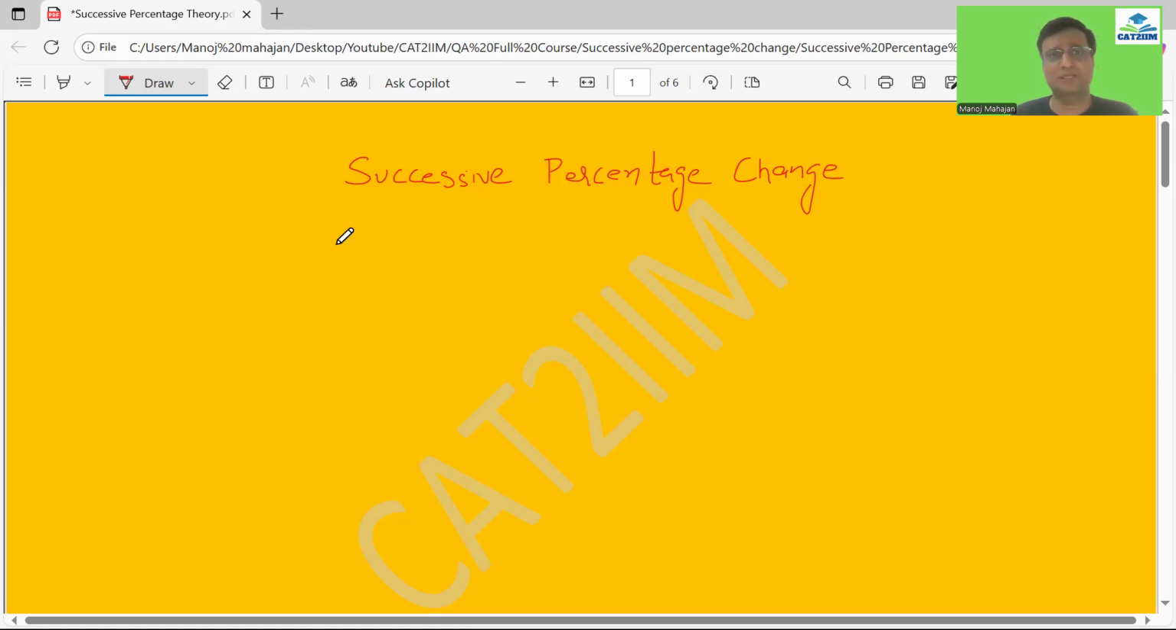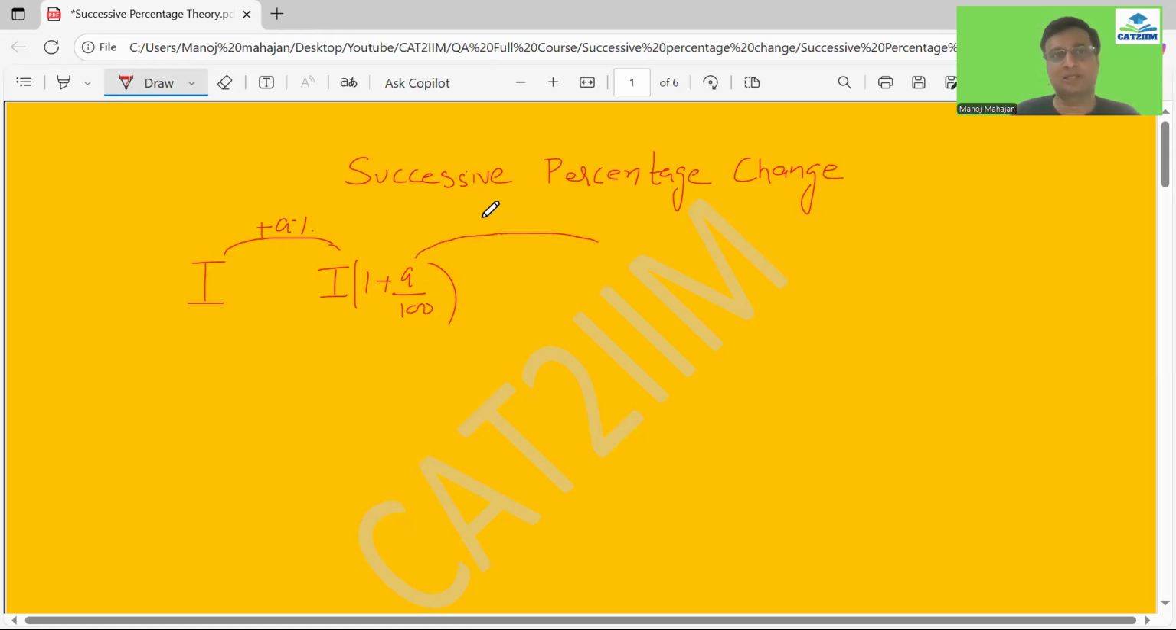As the name suggests, successive. Let's say you have the initial value I, and you have a change of a% increase. So my new value would become I into 1 plus a by 100. So 1 plus a by 100 is the multiplying factor. We talked about the multiplying factor in the percentage class as well, so you can check those videos.